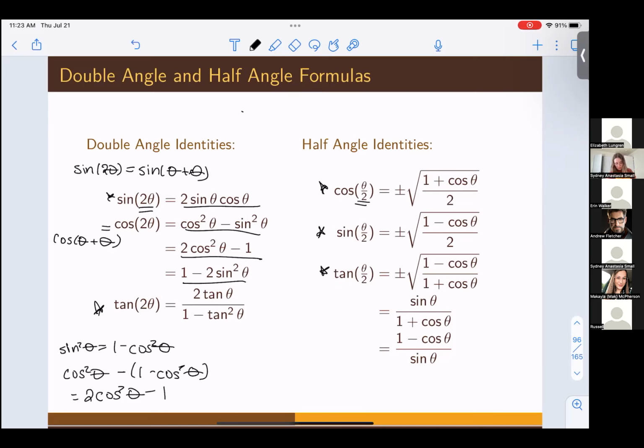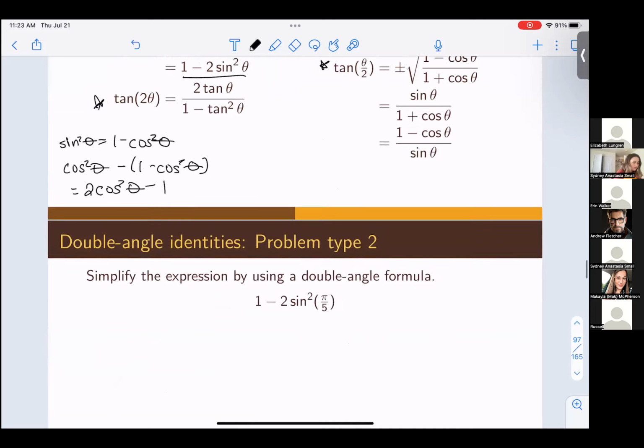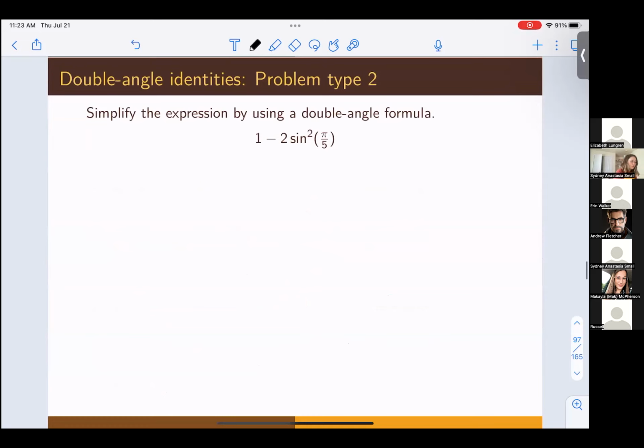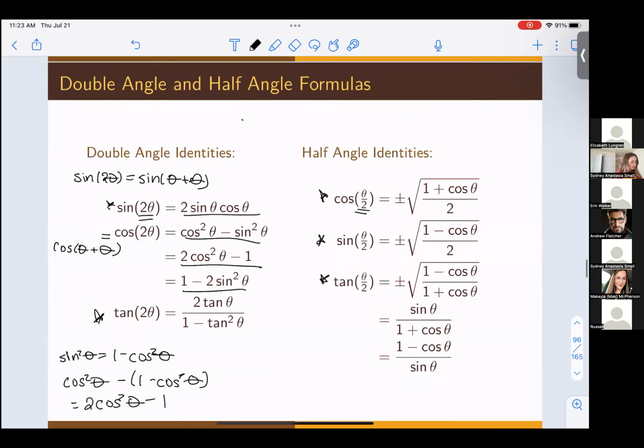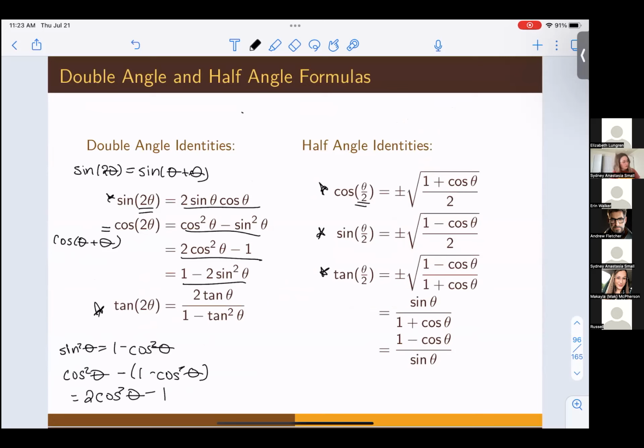Okay. So let's just start then by doing a really simple example of what these are going to look like, just so you can kind of get a feel for the formulas. We want to simplify the expression using a double angle formula. 1 minus 2 sine squared of π/5. Does this look like any of our formulas up here? Oh, hey, we have a 1 minus 2 sine squared theta equals cosine of 2 theta.